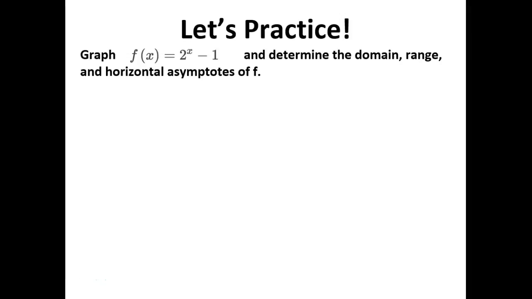Section 6.3 exponential functions. It's a continuation, so it's 6.3b of what you've already done. Just some more practice with graphing these exponential functions. So it says graph f of x is equal to 2 to the x minus 1 and determine the domain, range, and horizontal asymptotes of f.